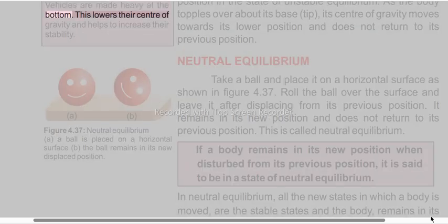Vehicles are made heavy at the bottom. This lowers their center of gravity and helps to increase their stability.